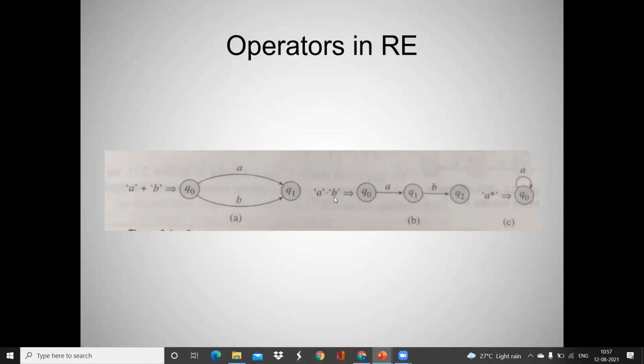A dot B means concatenation. So here after A, you are executing B. And R star here, you can see, is zero or more number of occurrences of A. So this way A star can be represented.